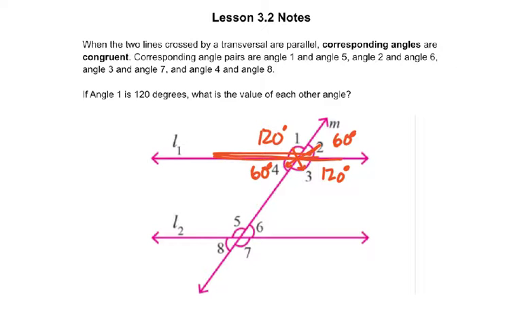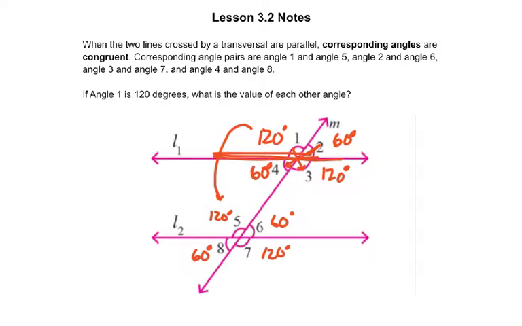And because I've been told that these are parallel, I can actually transfer the corresponding angles. So 120 and angle 5 make 120. Angle 2 matches angle 6, so that's 60. Angle 4 matches angle 8, so that's 60. And angle 3 matches angle 7, so that's 120. That's how I would find all of the missing angles.